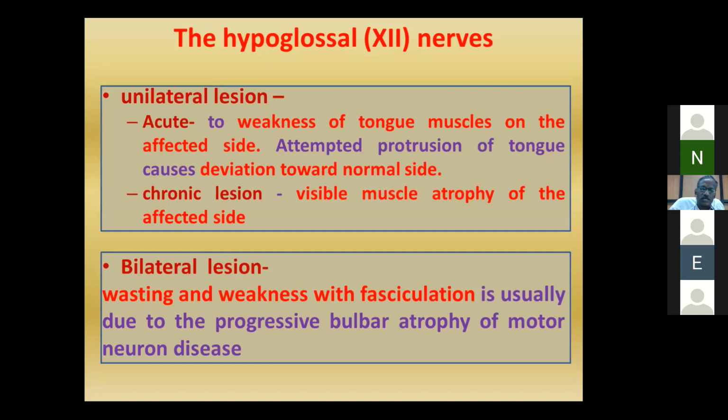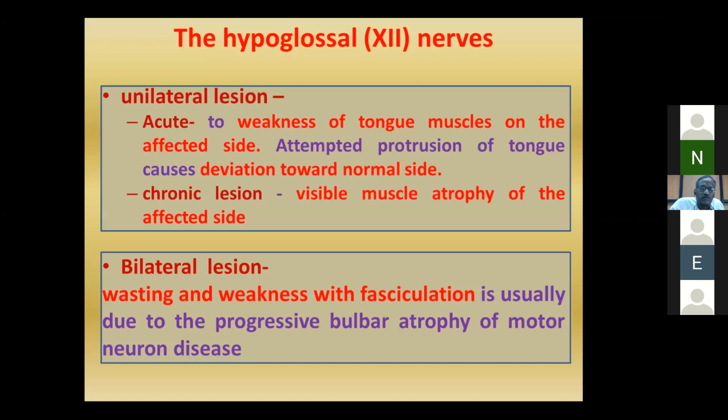In case of unilateral weakness, when we ask the patient to protrude the tongue, the tongue will be deviated towards the normal side because the normal side is more active. The affected side will be paralysed, so on that side the patient cannot move the tongue. So this is what the patient can have.